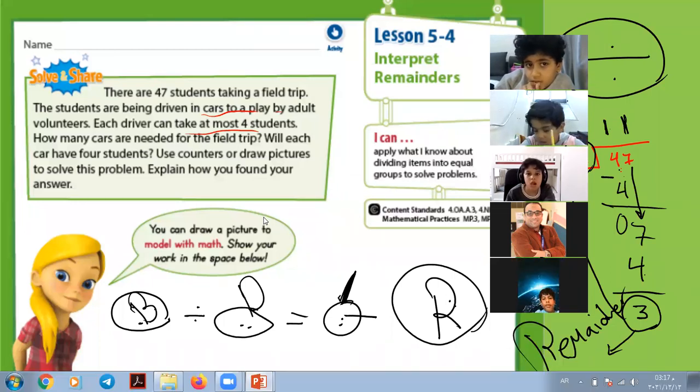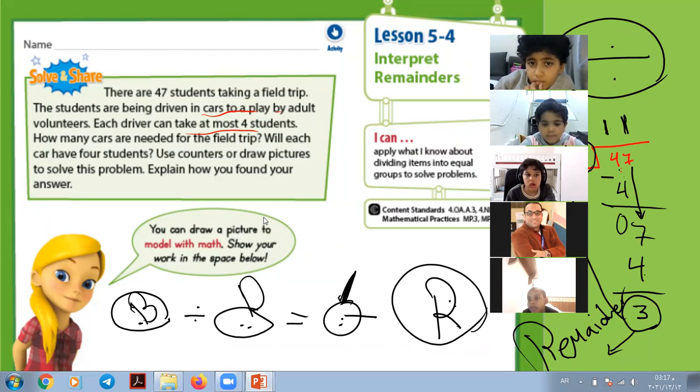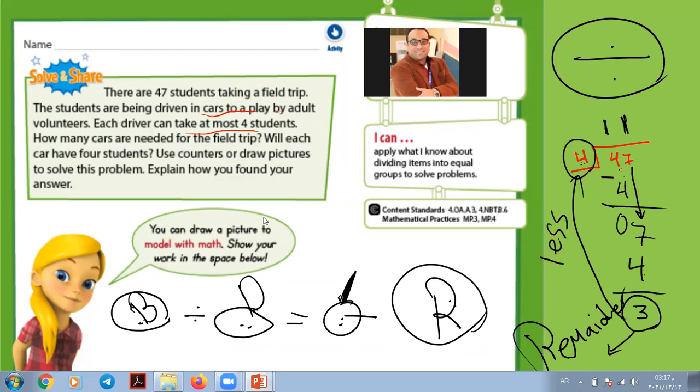Remainder. So our lesson today is about the concept of division. 4 elements. What are they? They are dividend, divisor, quotient, remainder. Dividend, divisor, quotient, remainder. Okay?